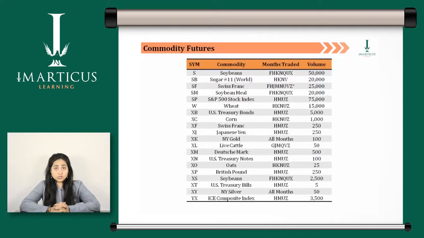Continuing with the codes, here we have S for soybeans, SP for S&P 500 stock index, XC for corn, XK for NY gold, XT for US Treasury bills, YX for ICE composite index, etc.